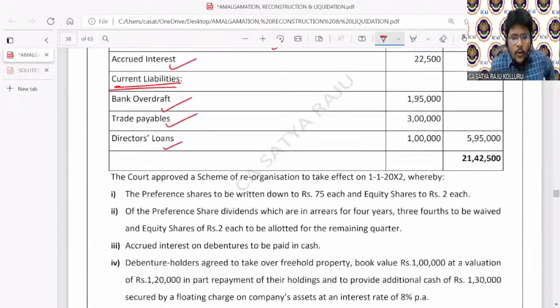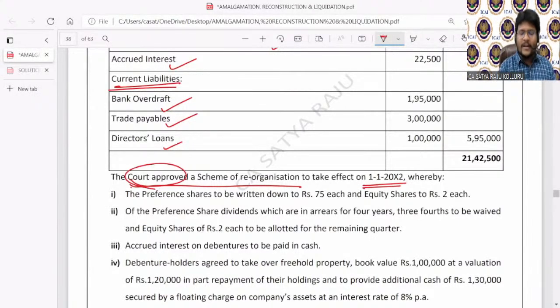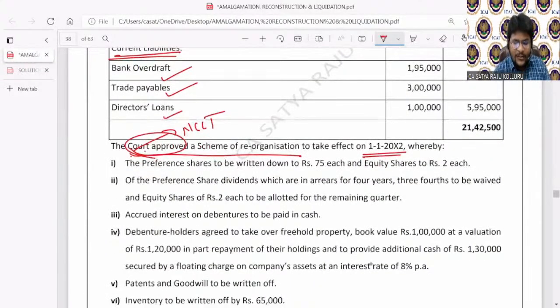Now, the court approved a scheme of reorganization to take effect on 1/1/2012. Is court approval necessary for the internal reconstruction process? Yes, absolutely. We should take approval from the court, which means NCLT. So the court approved the scheme whereby the preference shares are to be written down to rupees 75 each, and equity shares are written down to rupees 2 each. What is the meaning of written down, sir? Written down means reduction.